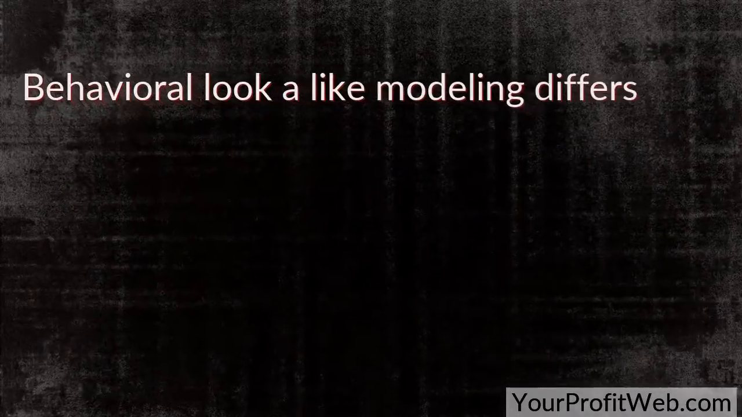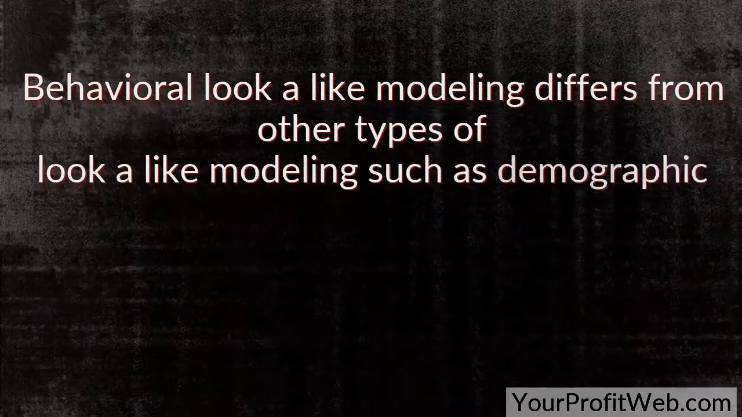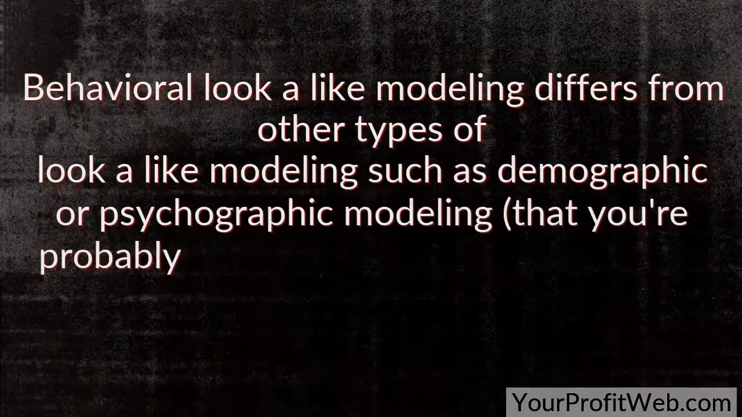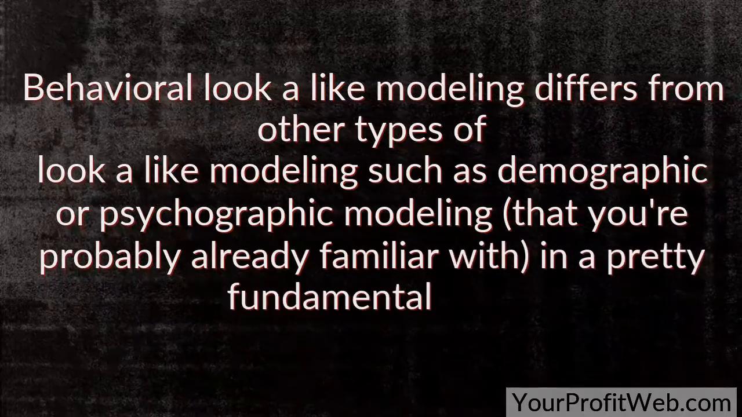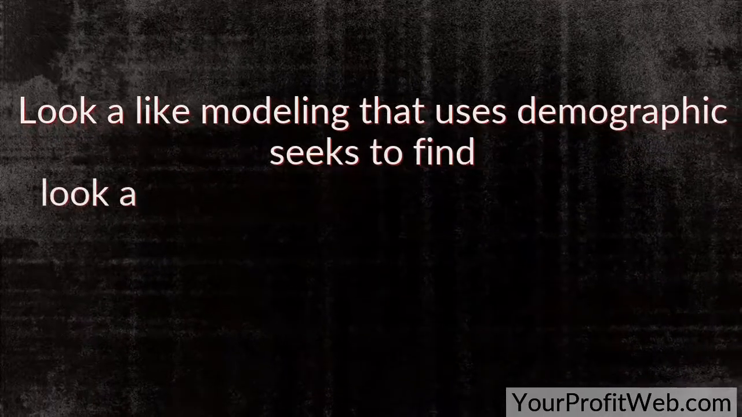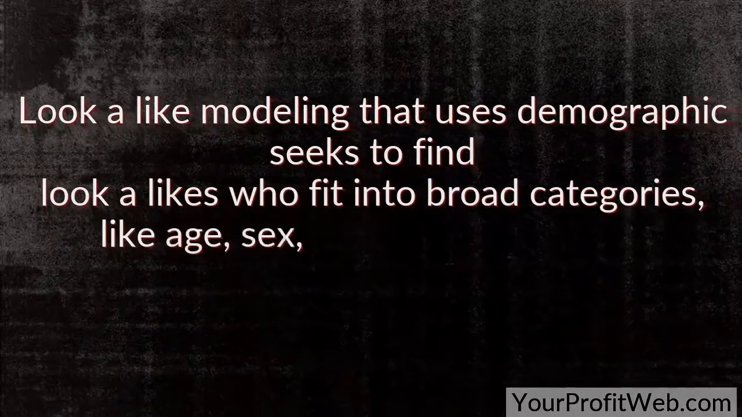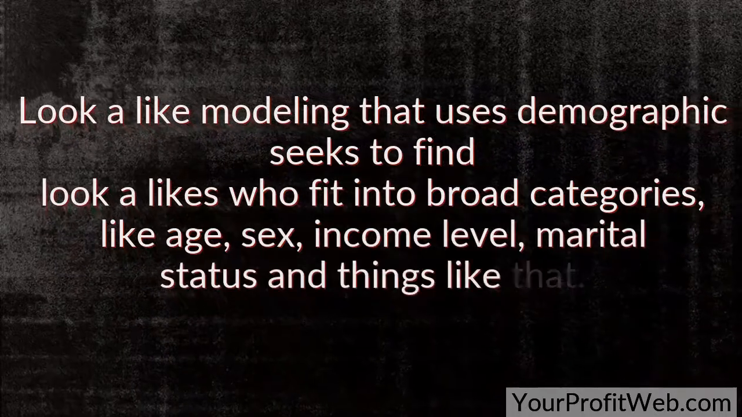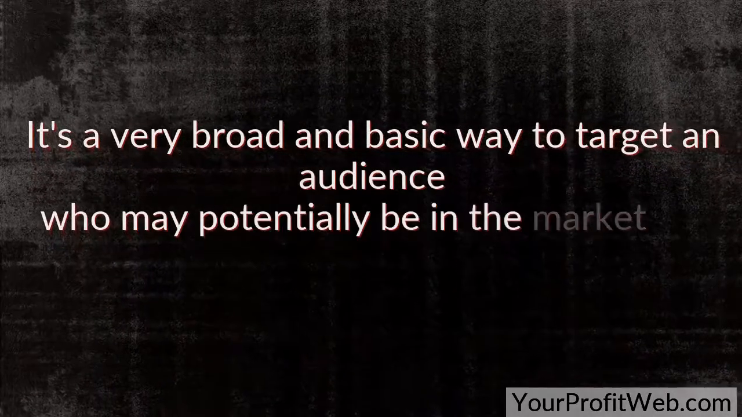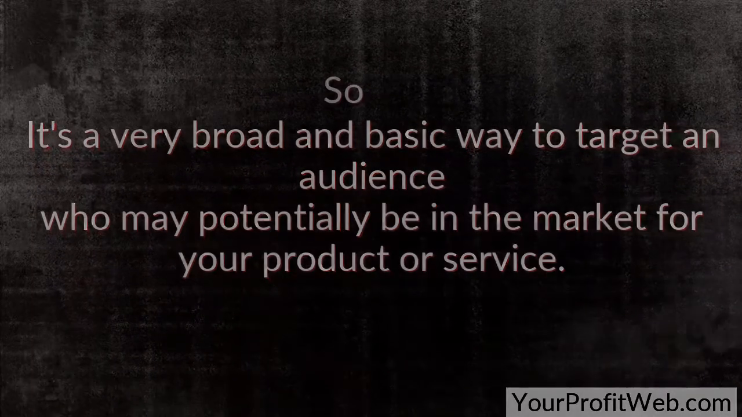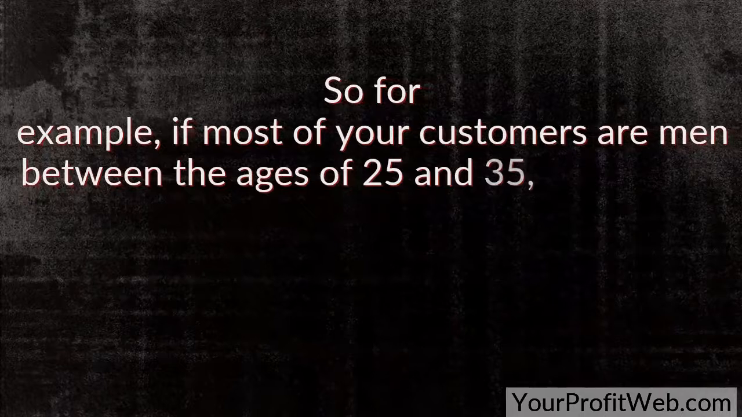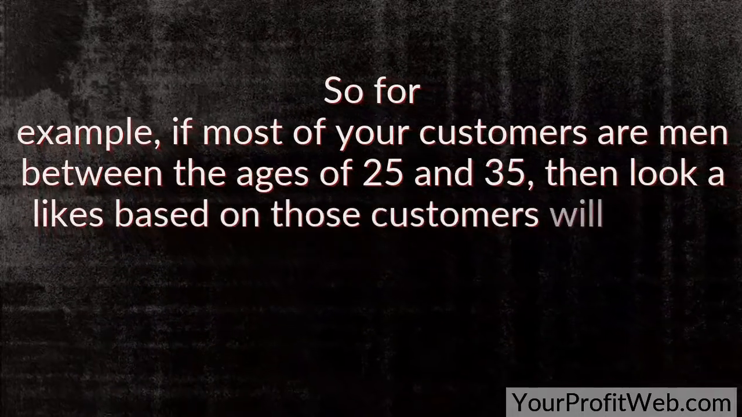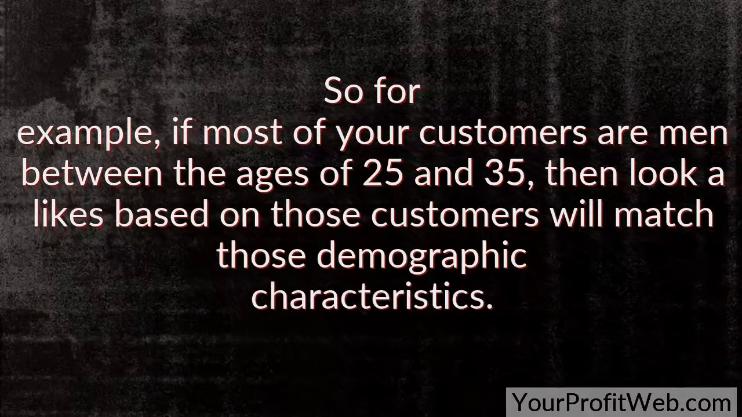Behavioral lookalike modeling differs from other types of lookalike modeling such as demographic or psychographic modeling, that you're probably already familiar with, in a pretty fundamental way. Lookalike modeling that uses demographics seeks to find lookalikes who fit into broad categories, like age, sex, income level, marital status and things like that. It's a very broad and basic way to target an audience who may potentially be in the market for your product or service. So for example, if most of your customers are men between the ages of 25 and 35, then lookalikes based on those customers will match those demographic characteristics.